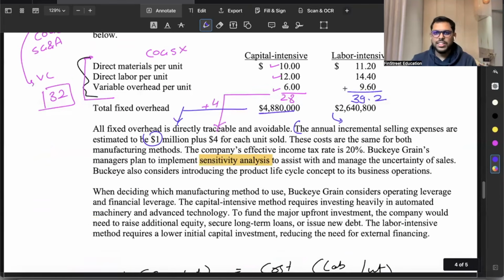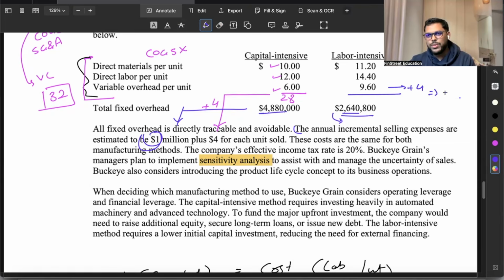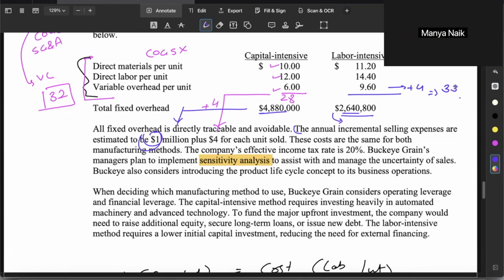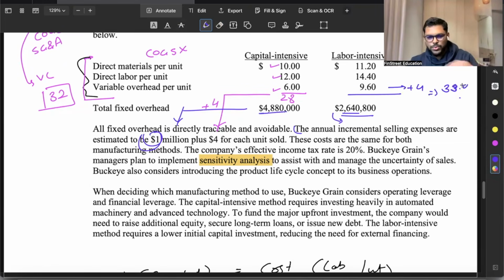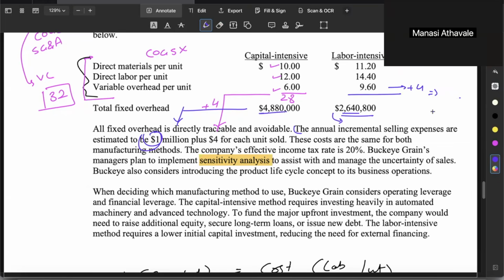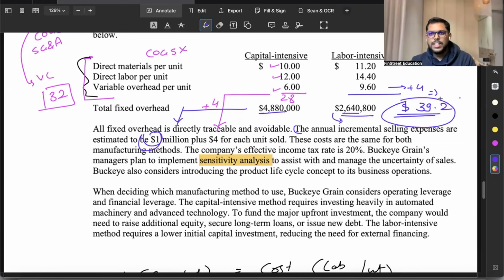Yes, we should consider. So again, let's go. And even under labor intensive, we need to consider these $4 and we need to consider this 1 million under both circumstances. So now what will be our VC? What do you think? This plus 4 will give you 39.2. Okay, 39 point... write it properly. 39.2. Thank you, Mansi. So this is our VC, including the $4. Second, 1 million as fixed.